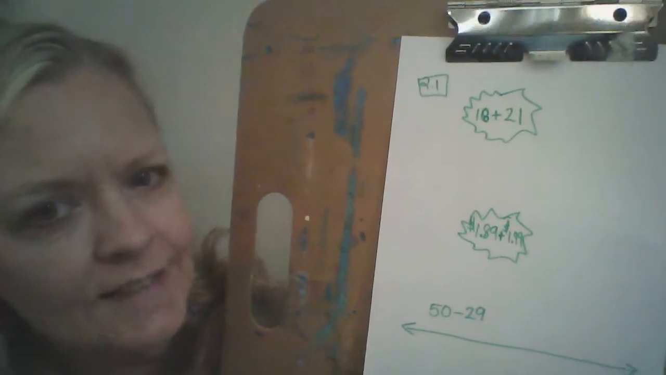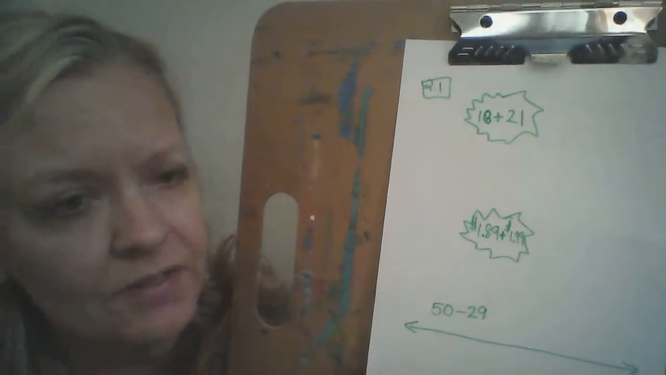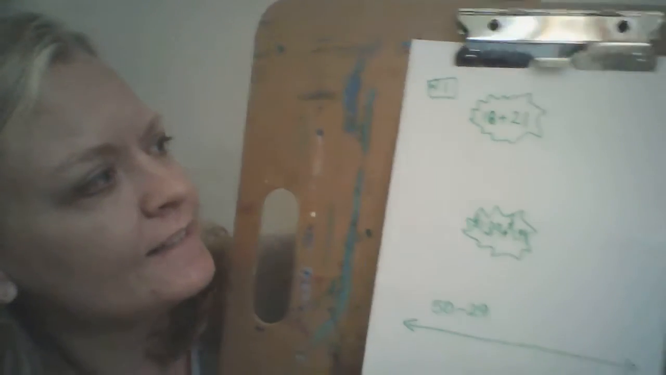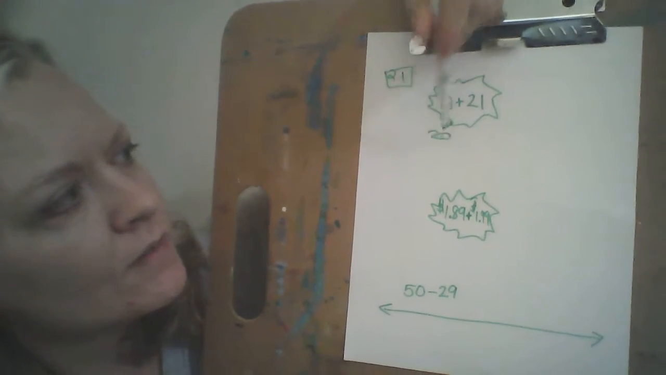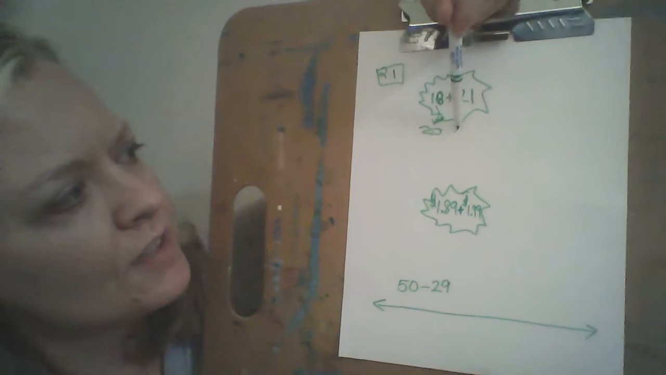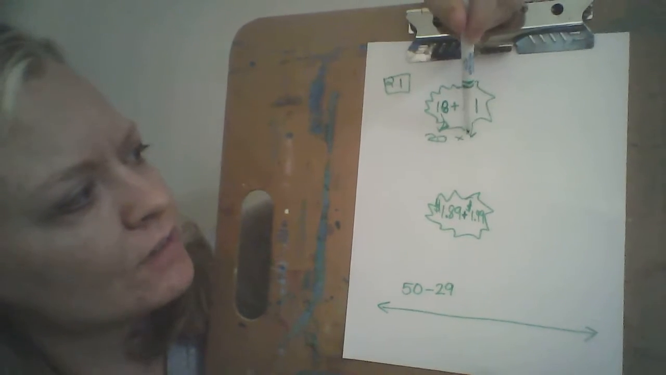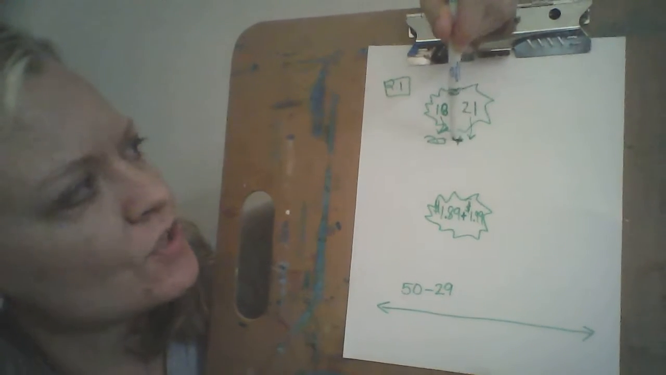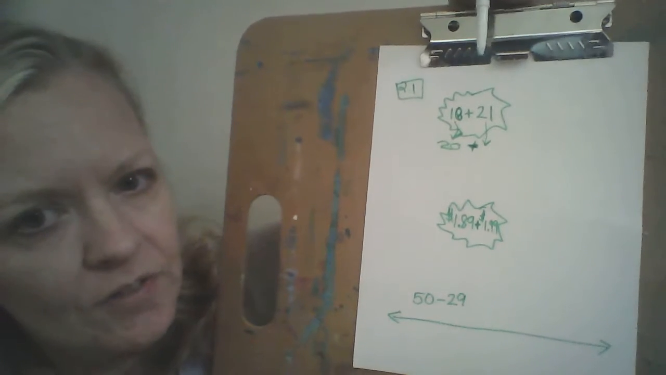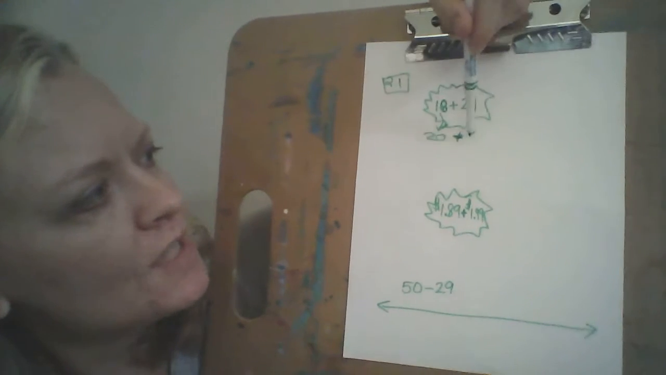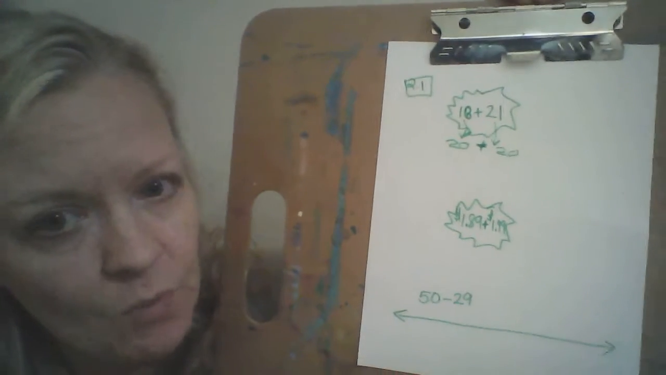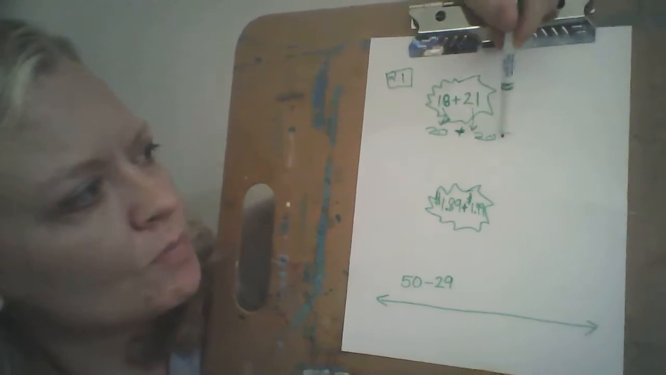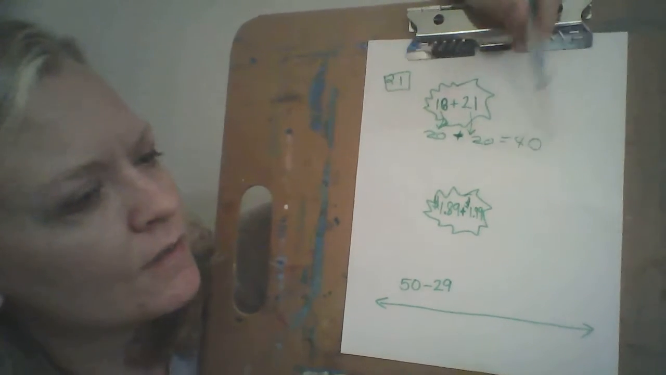I start with 18 plus 21. What would be the easiest way to solve this if you had to do this mentally? Well, you would take the 18 and round it up to 20. This is actually combining a little bit with the next lesson, which is estimating sums and differences, which is 2.2. This one would round to 20. That one would round to 20. My estimate would be what? So my estimate would be 40.